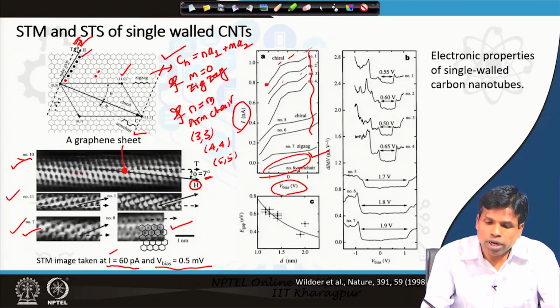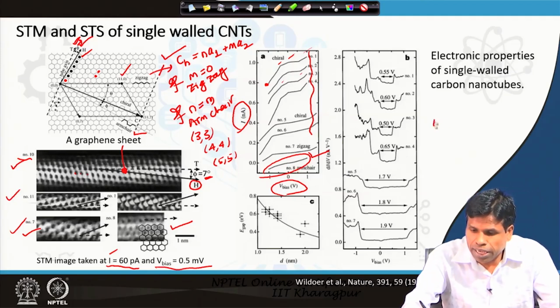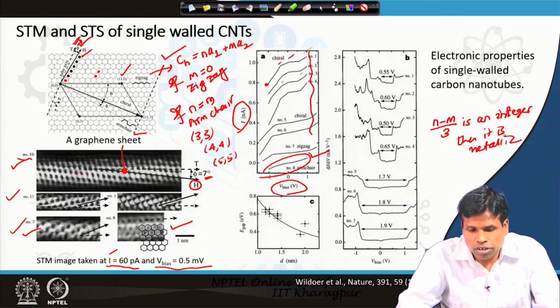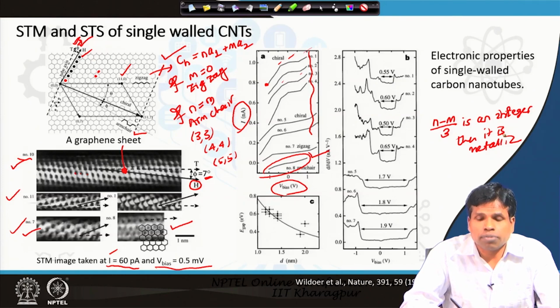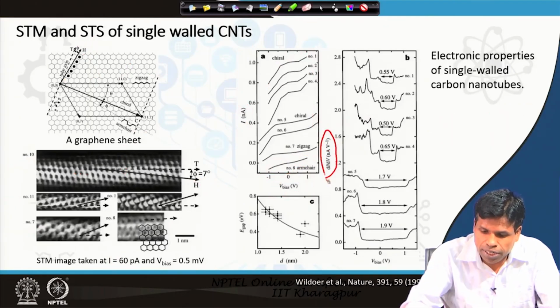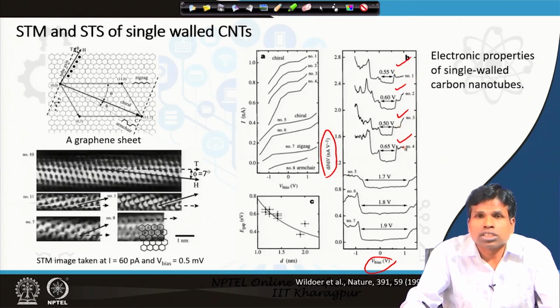Normally one can know whether a nanotube is metallic or not: if n minus m divided by 3 is an integer, then it is a metallic tube. So, one can measure such information, whether it is a metallic tube or a semiconducting tube, using scanning tunneling spectroscopy. And this is the dI/dV data on the right side. Here you see dI/dV data versus voltage, and it gives the band gap, the energy gap, in the range of 0.5 to 0.6 volt.